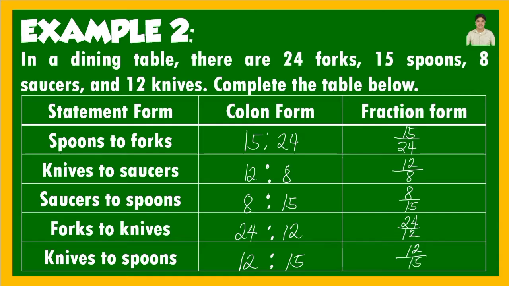So again, pwede rin po natin i-simplify yung mga fractions. Like for example, 15 over 24, this is 5 over 8. Itong 12 over 8, pwede siyang 3 over 2. Yung 24 over 12, that is 2 over 1 or 2. 12 over 15, pwede rin naman siyang 4/5. So, ayan. Pwede natin silang i-simplify for as long as meron silang common factor.